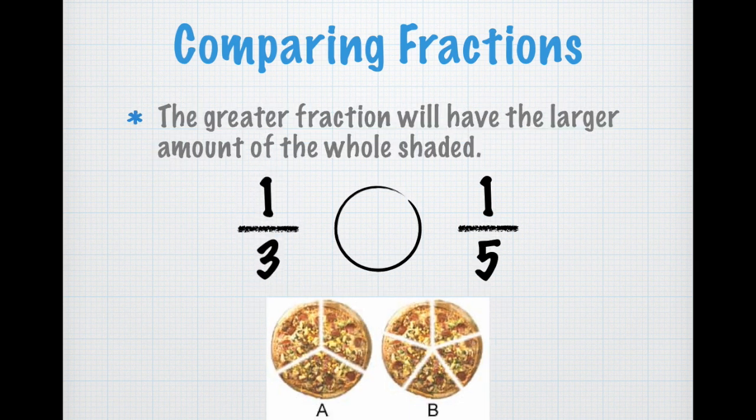So for 1/3, I'm going to shade 1 out of 3 pieces, and for 1/5, I shade 1 out of 5 pieces. So which way am I going to have more pizza? If I eat 1/3 of the pizza, or 1/5 of the pizza? And remember, the greater fraction will have the larger amount of the whole shaded. So if we look at what we shaded, we can see that 1/3 has more shaded, so 1/3 is greater than 1/5.